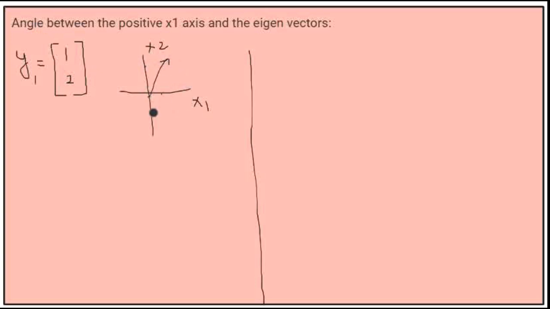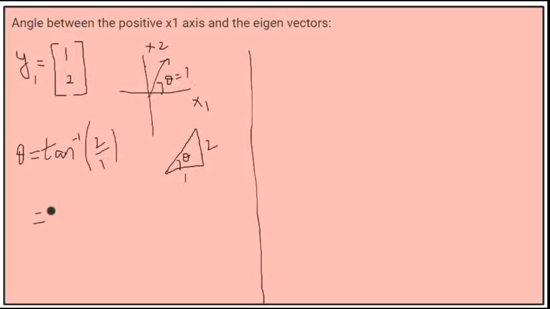So let's draw it as a triangle. We will get a right angle triangle with adjacent value 1 and opposite value 2. So if you want to find out tan theta, we will get tan theta is equal to 2 by 1, that is x2 by x1. So theta is equal to tan inverse of 2. That is nothing but 63 degrees.